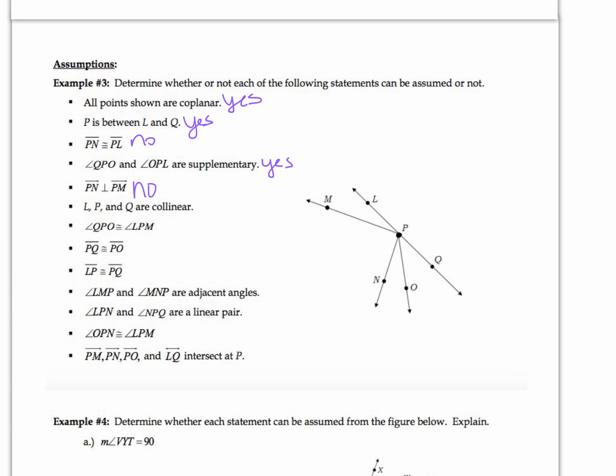L, P, and Q, can we assume that they're collinear? Well, we can assume because we can prove that they are all in the same line, and that's what collinear means. So yes, we can assume that.